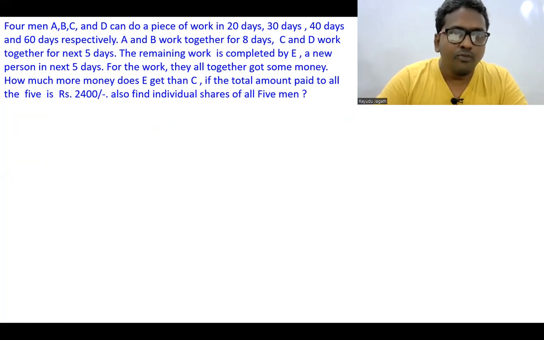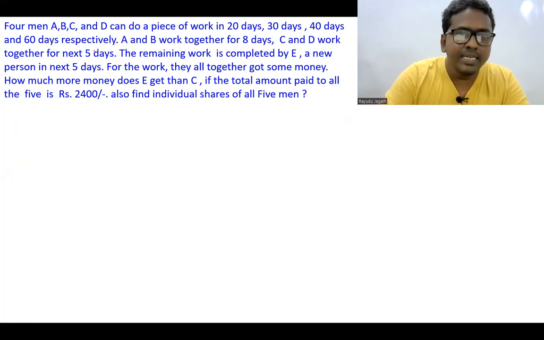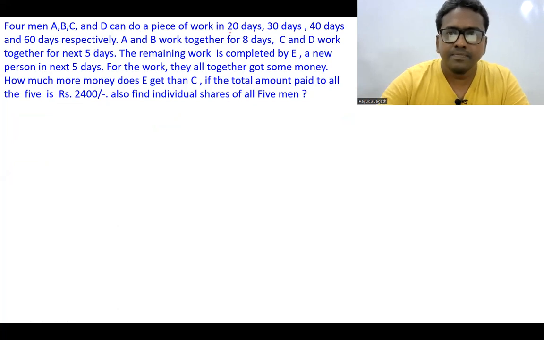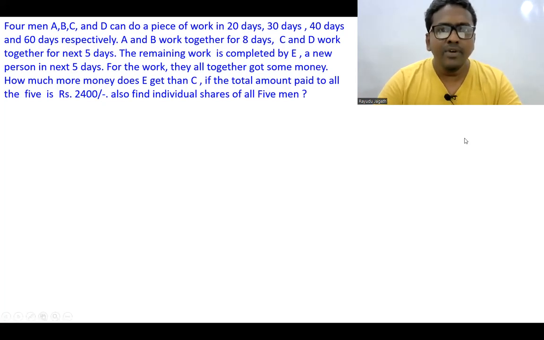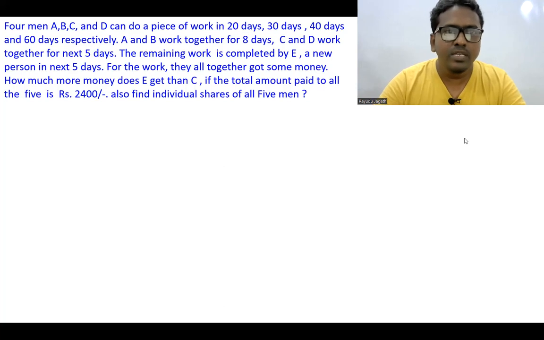Okay, the question is: 4 men A, B, C and D can do a piece of work in 20 days, 30 days, 40 days and 60 days respectively. A and B work together for 8 days, C and D work together for the next 5 days. The remaining work is completed by E, a new person, in the next 5 days. For the work, they all together got some money, 2,400. How much more money does E get than C? And find the individual shares of all the 5 men. Okay, we do all these things in this class itself.